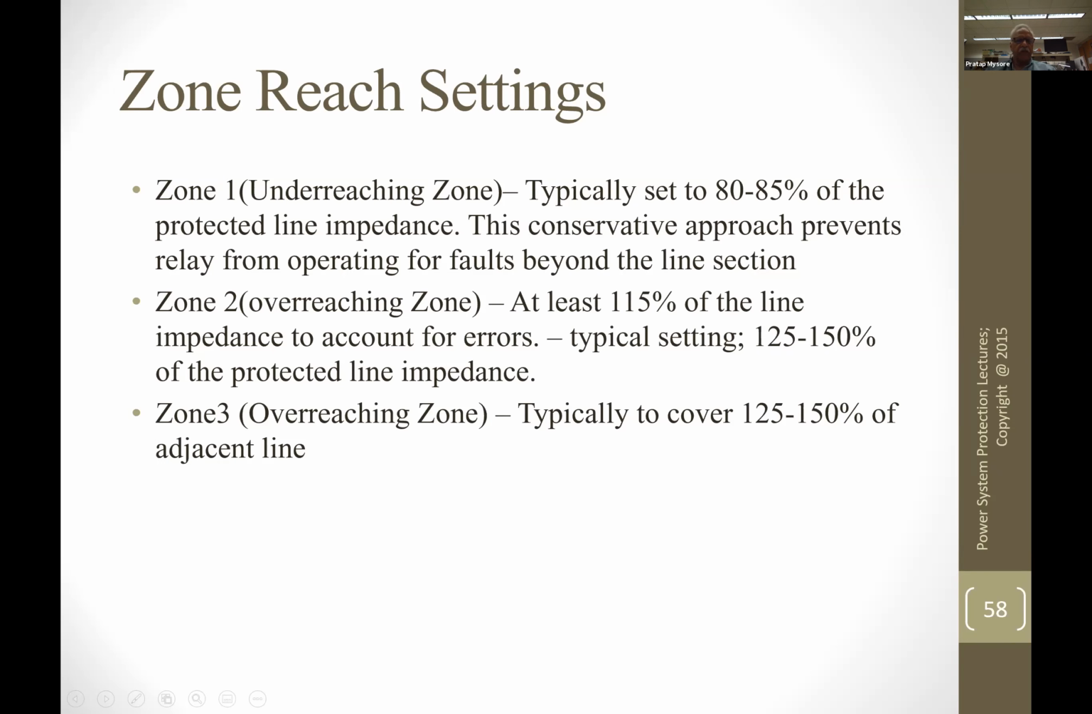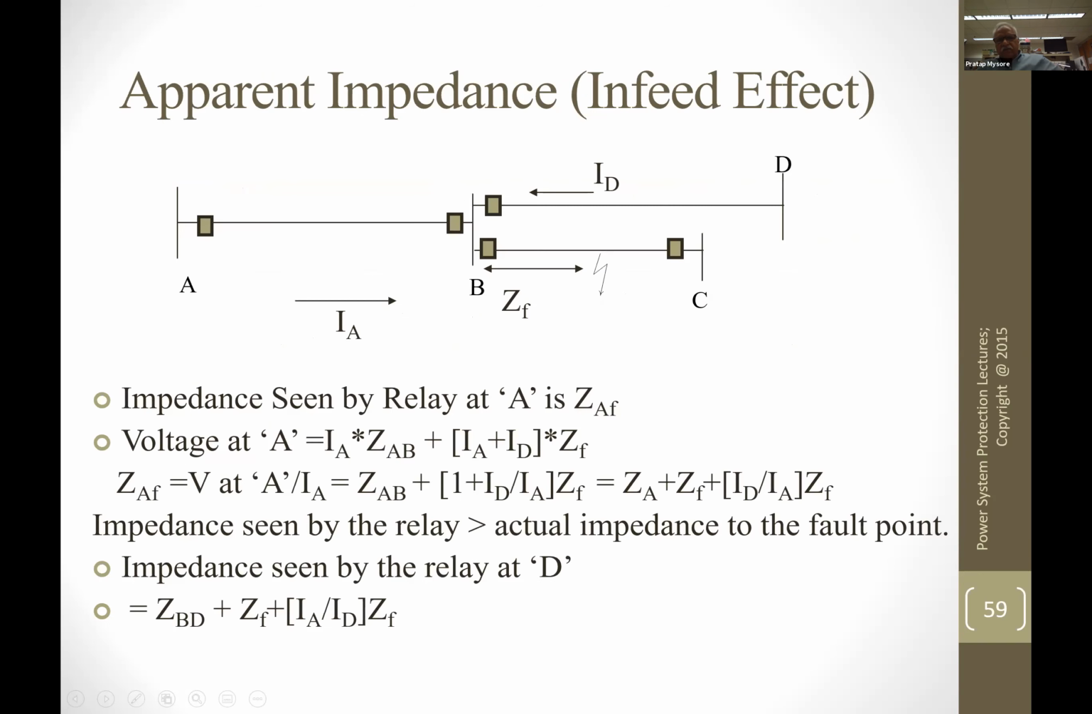Similarly, zone 3 also covers 120 to 150% of the adjacent line, the longest adjacent line from station B. So now, when we set these overreaching relays to cover, oh, there's a question here. Yeah, there was a question asking how to prevent zone 3 from tripping due to overloading instead of a fault. It's a good question.